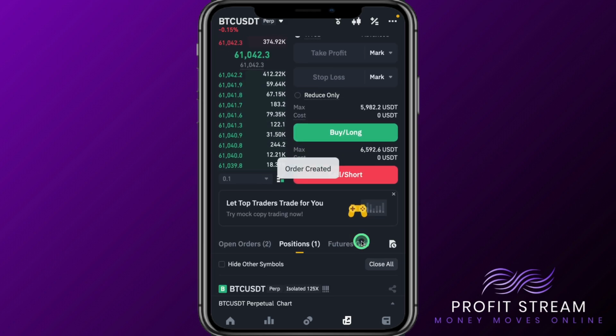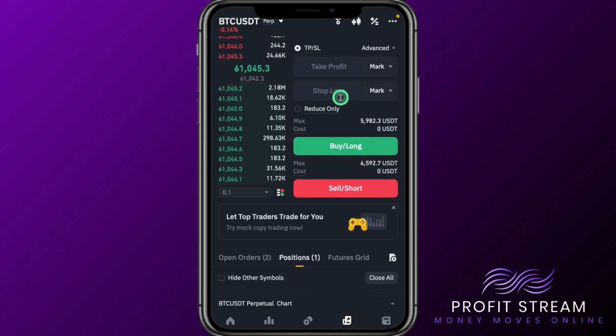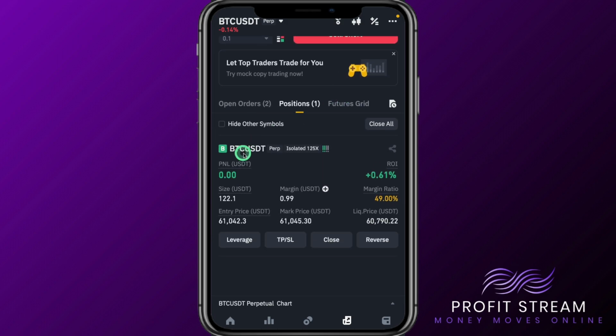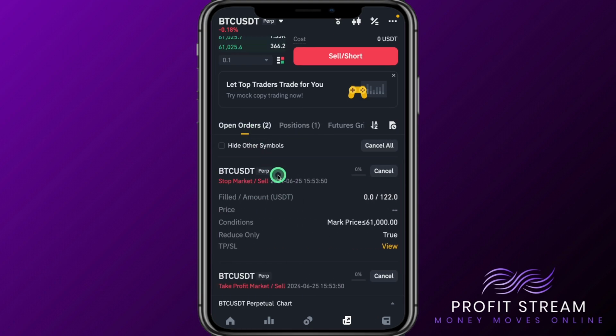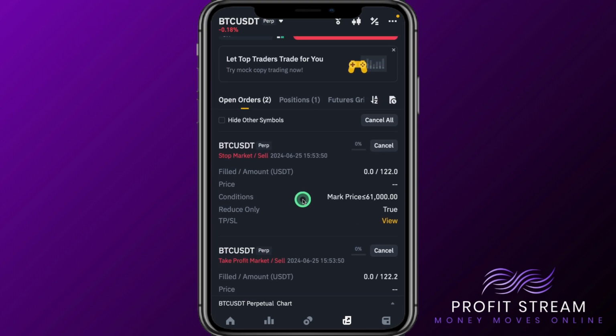There you go, your order is created because it's a market order. You can see right here. Now, when we go down, you can see your open position. This is your position. Here you have details, perpetual, isolated 125x leverage. Here are your open orders. Here you can see your take profit and stop loss.